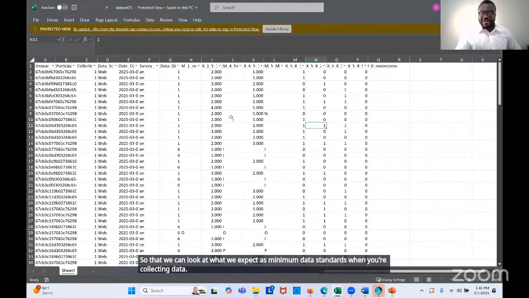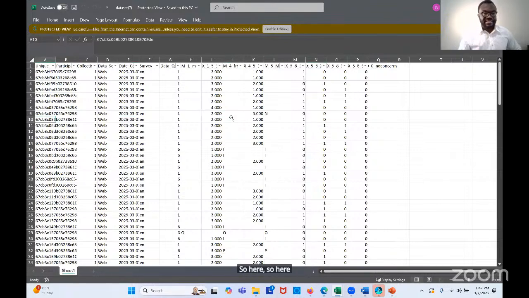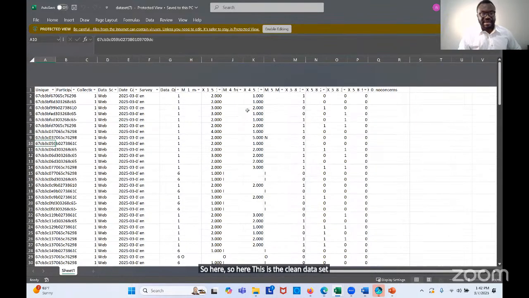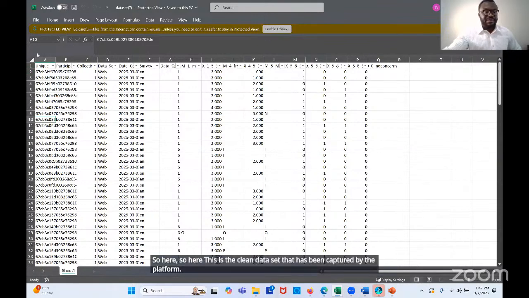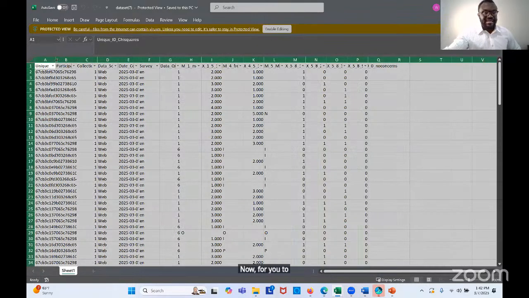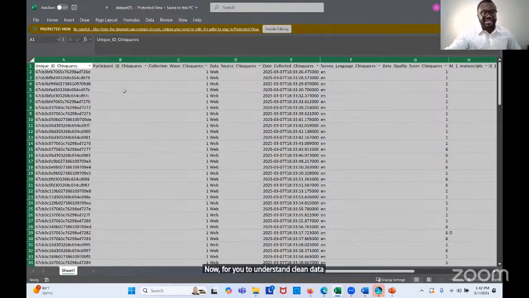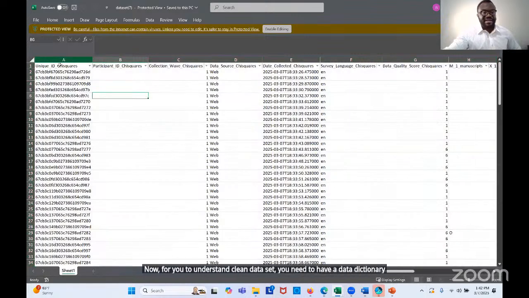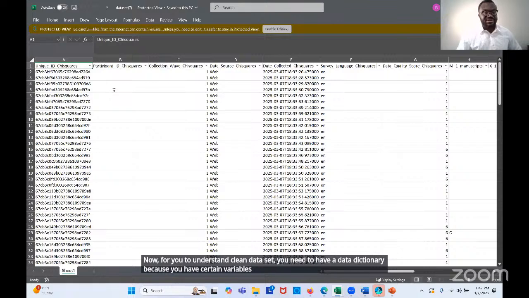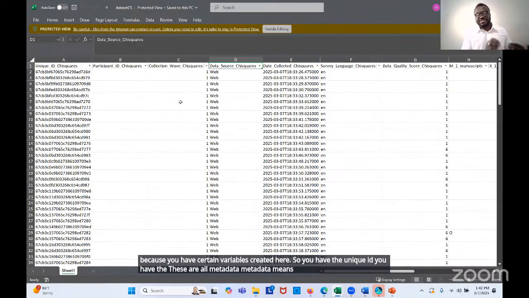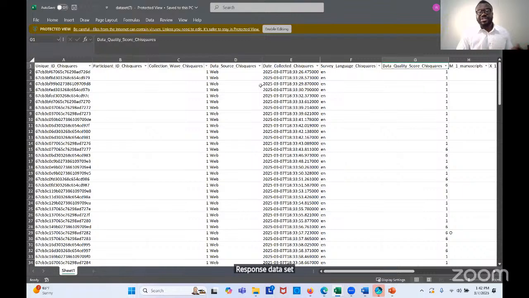So here, this is the clean data set that has been captured by the platform. Now, for you to understand the clean data set, you need to have a data dictionary because you have certain variables created here. So you have the unique ID, these are all metadata. Metadata means extra variables that you did not collect in your survey, but are also captured in your response data set, right? So you need to understand what this means.